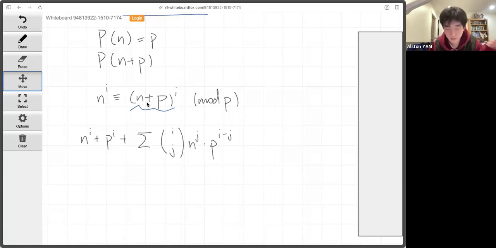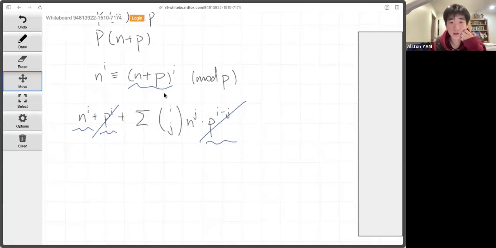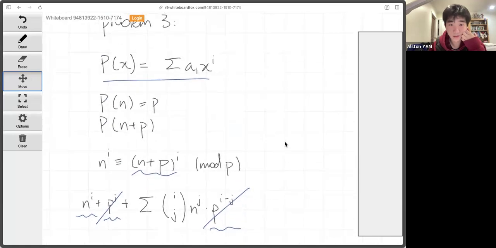And we can also see that we have a p to the i here, so that is obviously divisible by p. And each of these terms in the summation also has a p to some power term, right? And this power will always be bigger than 0, so there will always be a factor of p. So under mod p, we can just cancel all of these. And that pretty much proves it, because we have n to the i left over, and that will obviously be congruent to n to the i under mod p. Okay, so now we've proven this, we can go back, right?